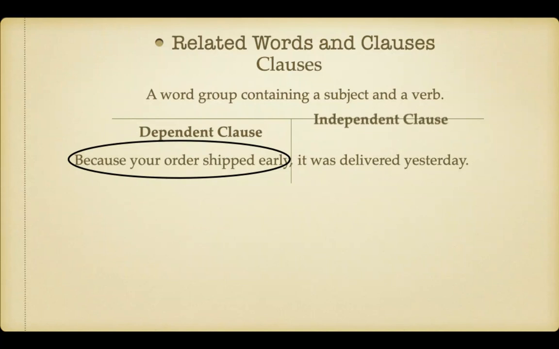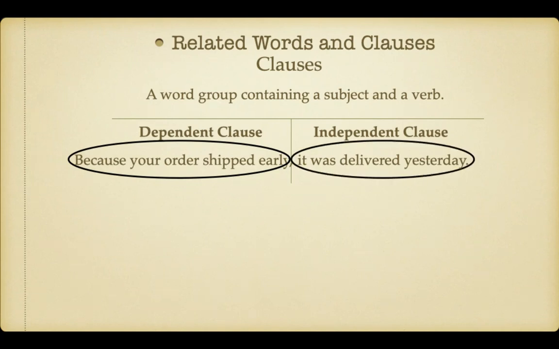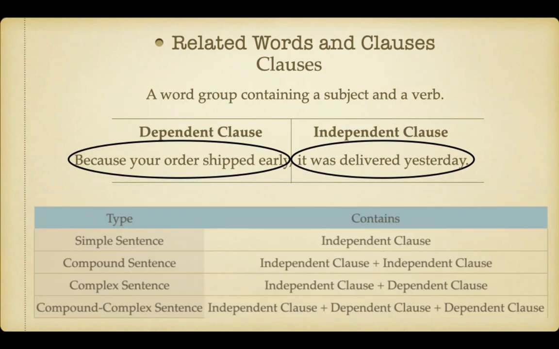On the other hand, an independent clause can stand alone if pulled from the sentence. It was delivered yesterday. These are called independent clauses because, independent of everything else, they can stand alone. All sentence patterns, simple, compound, complex, and compound complex, include at least one independent clause. This is because a sentence, by virtue of its name, must consist of at least a subject, a verb, and a predicate, which is true of an independent clause.